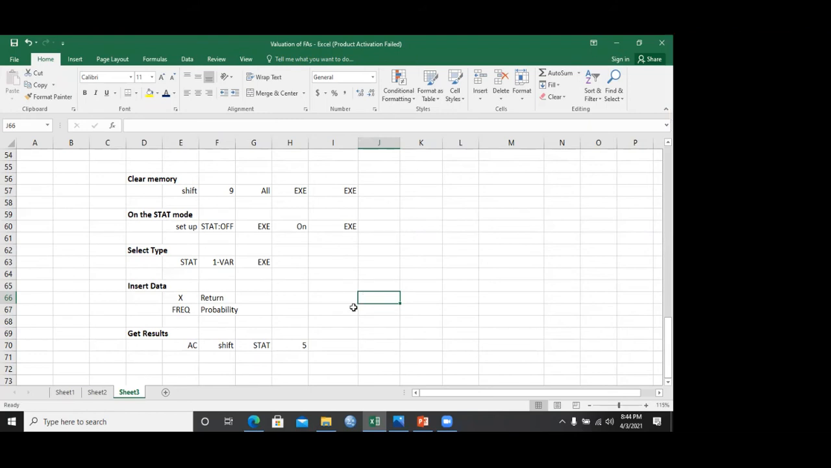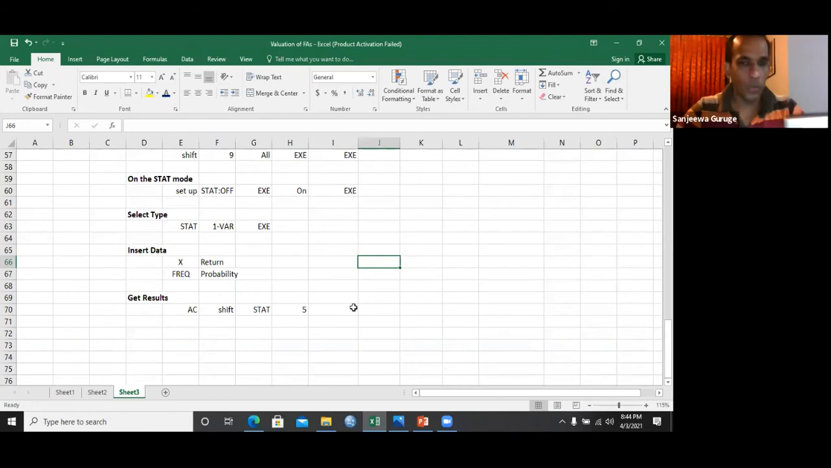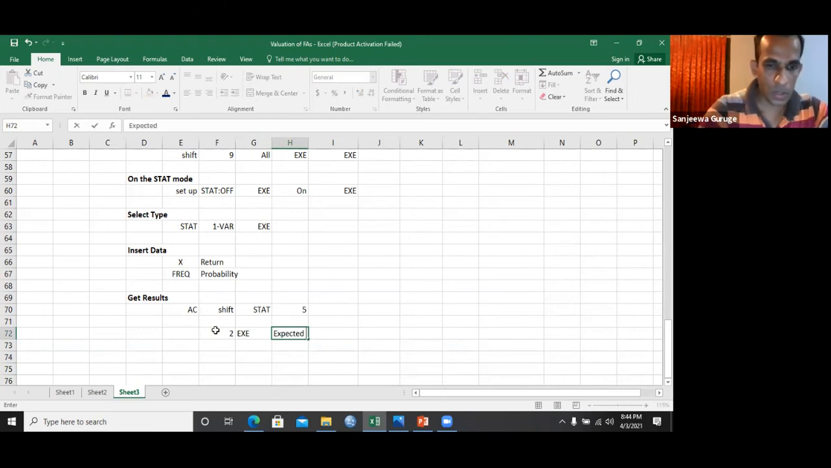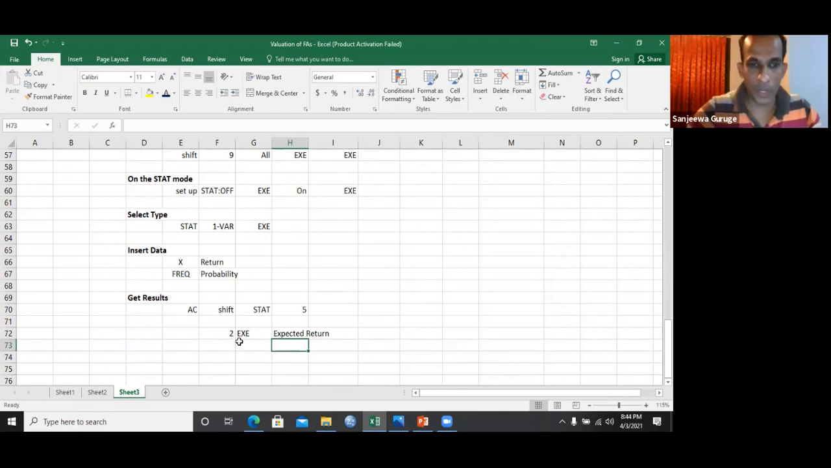Now when you press 2 and exe, you get expected return. When you press 3 and exe, you get standard deviation.